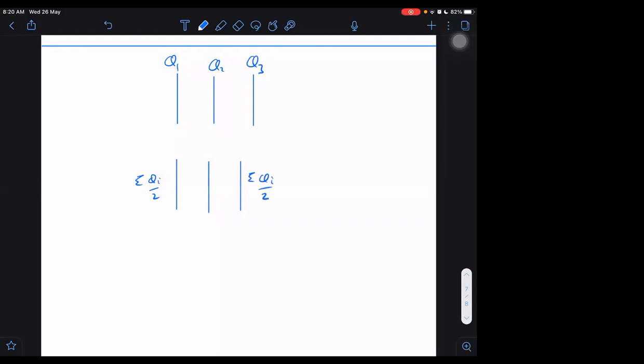So this will be sigma qi by 2. And how to determine the other charges now? Now other charges we can determine by conservation of charge. For example, total is Q1. Here it is sigma qi by 2. Then what will appear on the inner side? I can determine it. Can I determine or not?